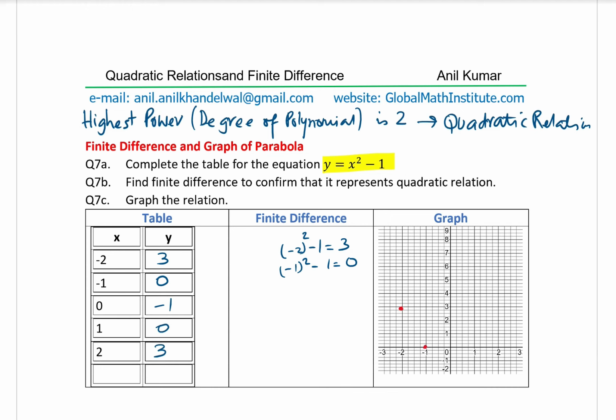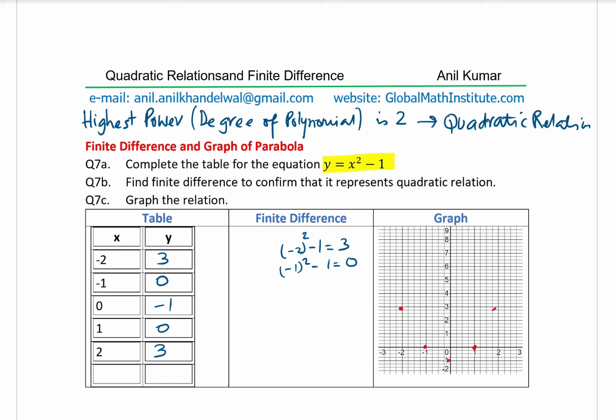At 1, it is 0. At 0, it is minus 1. At 1, it is 0. And at 2, it is 3. So it's kind of symmetric. Do you see that? So at 2, it is again 3.